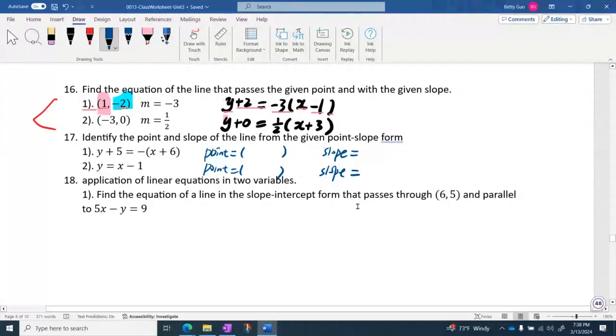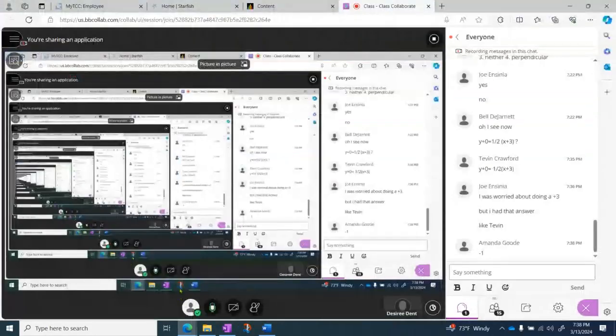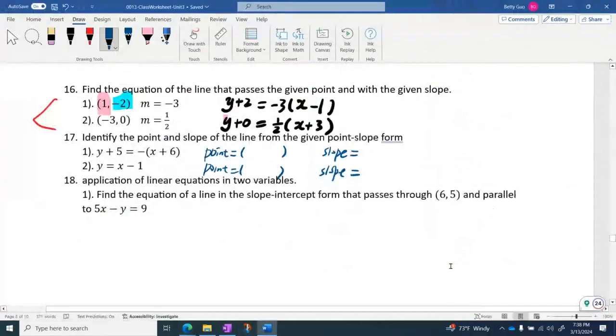Number 1, y plus 5 equals negative times parentheses x plus 6. Yeah, what's the slope? The slope is the coefficient of the parentheses on the right side, right? Yeah, what is it? -1. Awesome. Thank you. Perfect. Thank you, Amanda. Yeah, -1. Perfect. And what's the point here?